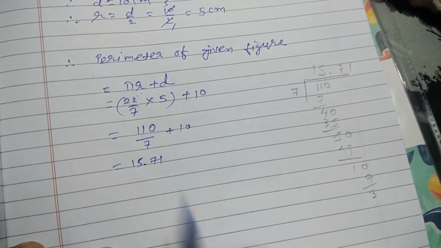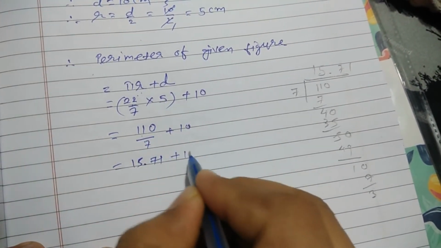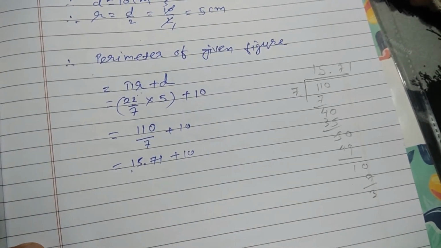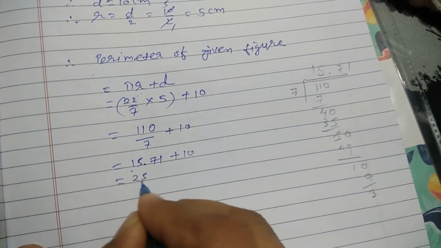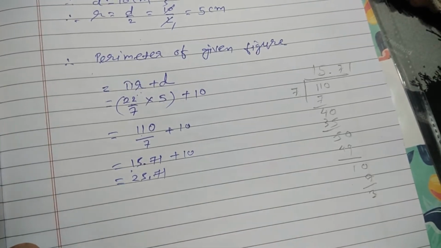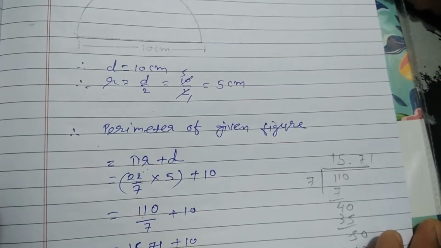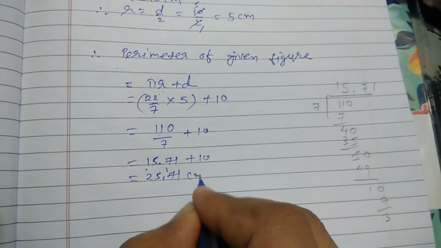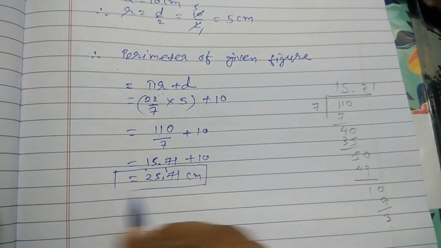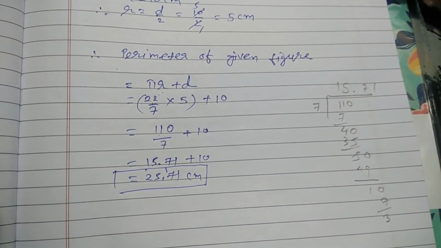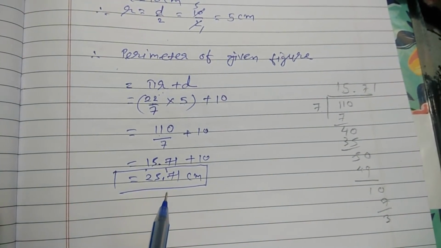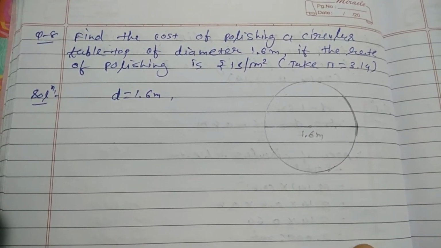15.71, that is 110 divided by 7, and plus 10. 15.71 plus 10 is equal to 25.71, and this is the perimeter of the given adjoining figure which we have found, and it is in centimeter. So the perimeter of this figure, semicircle with its diameter, is 25.71 centimeter.